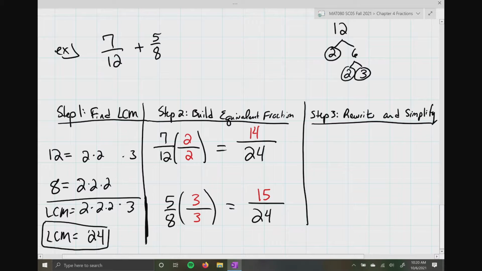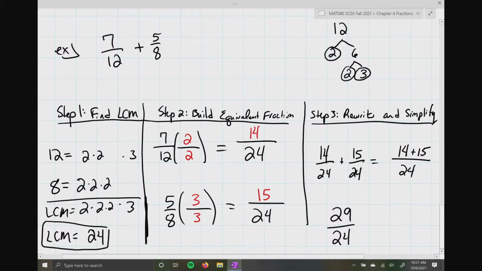All right, so I'll give you a minute to write that down, step 2. All right, step 3, rewrite and simplify. So I'm going to write 14 over 24 plus 15 over 24. Notice now my denominators are the same. So the only thing I'm really worried about is 14 plus 15. And 14 plus 15 is 29 over 24.